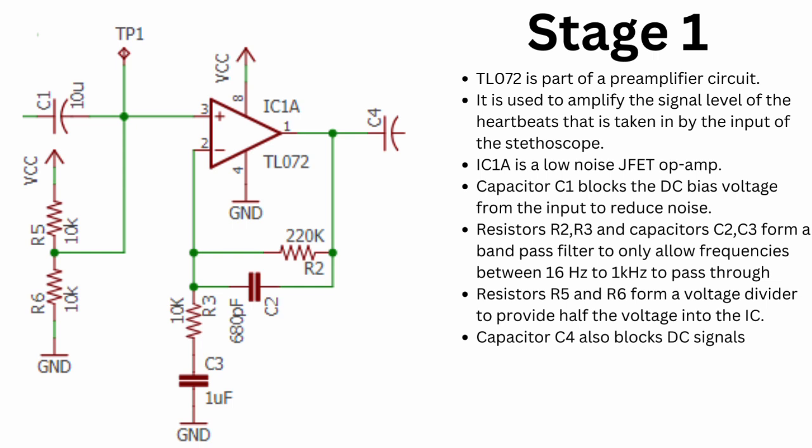IC1A is a low-noise JFET operational amplifier. C1 blocks the DC bias voltage from the input and reduces noise and interference from the power supply. Resistors R2 and R3 and also capacitors C2, C3 form a band-pass filter to only allow frequencies between 16 Hz and 1 kHz to pass through. Resistors R5 and R6 form a voltage divider to provide half the voltage into the IC. Capacitor C4 also blocks DC signals.